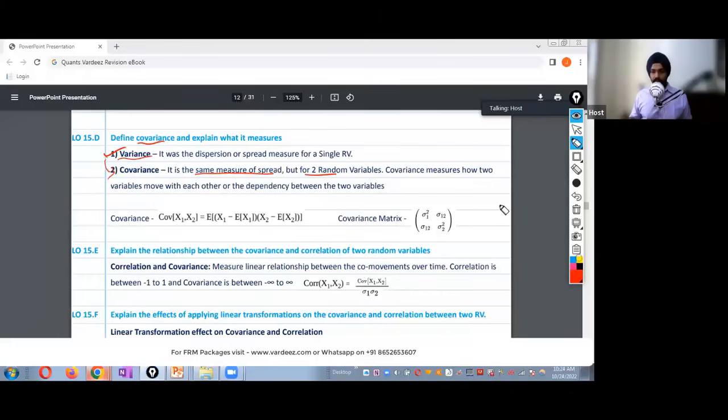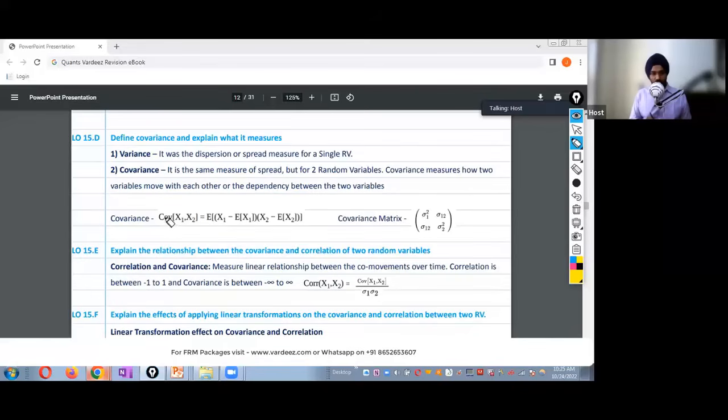Covariance measures how two variables move with each other. One goes up, the other goes up or down. What is the effect on the other one? That effect you will get to know from the covariance, or the dependency between the two variables, how much they both are dependent upon each other. That's the job of covariance.